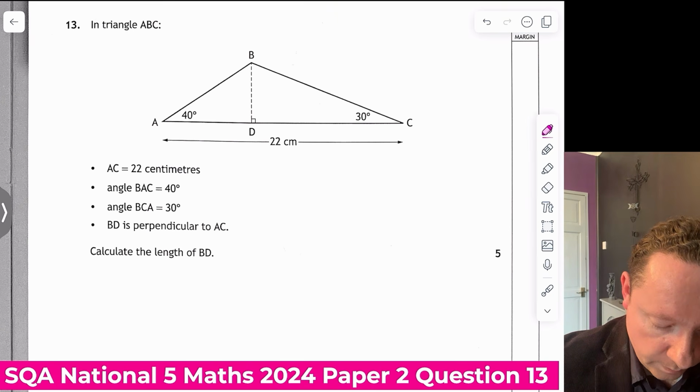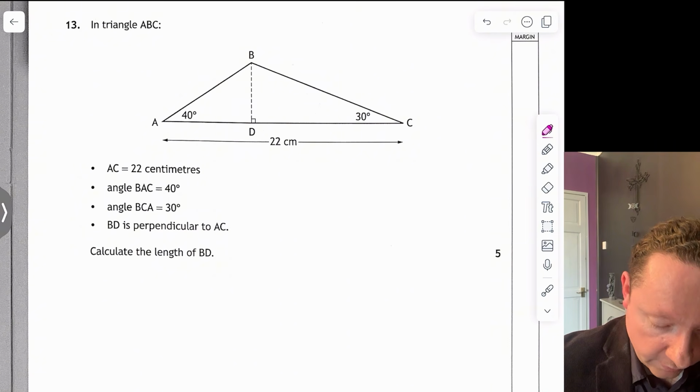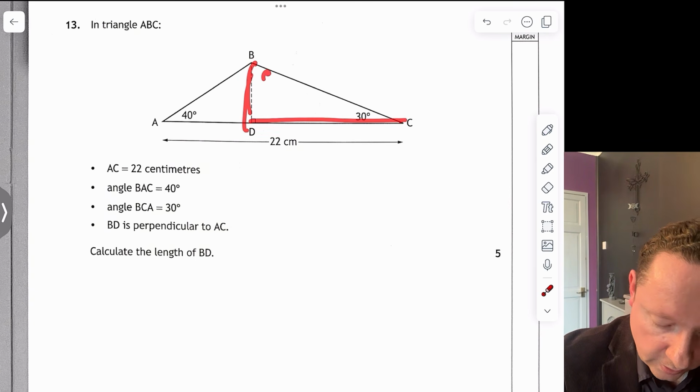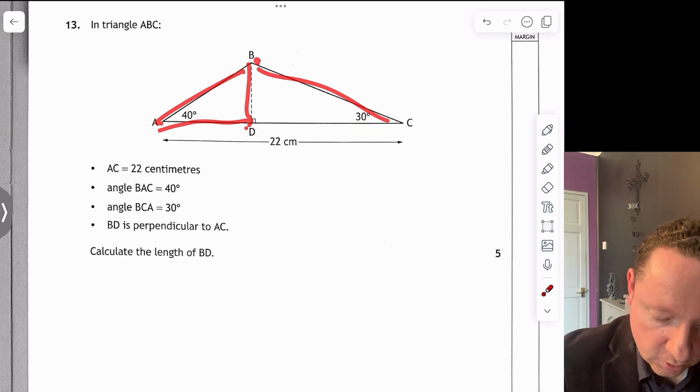AC is 22, BAC is 40, then we've got 30, and then BD is perpendicular to AC, find the length of BD. So I've got triangles, so it's probably something to do with sine or cosine rule, and I need to find a length. Now, I can't really do much if I've got no lengths in this triangle and no lengths in this triangle. So I'm going to have to use a rule. So let's see if we can find out any angles first.